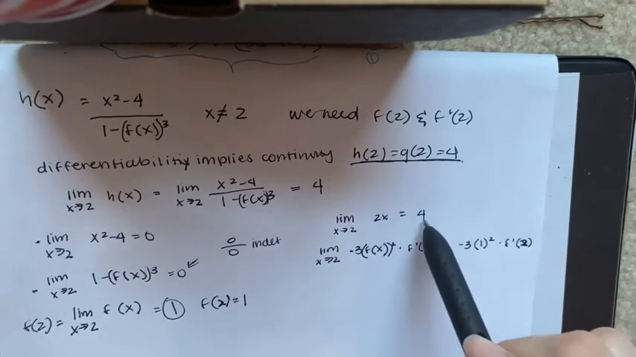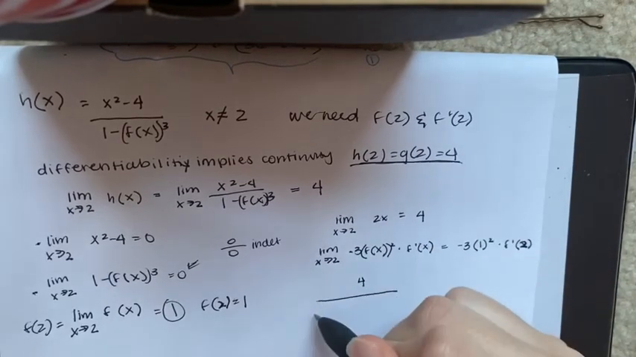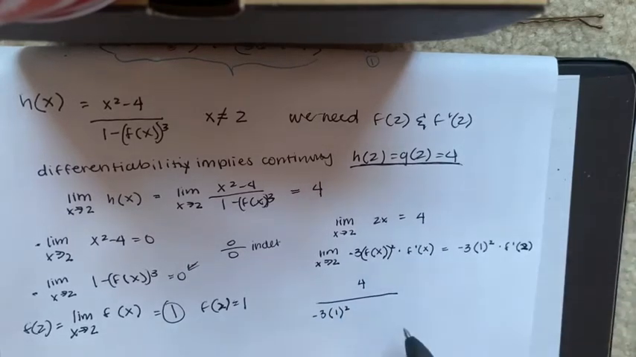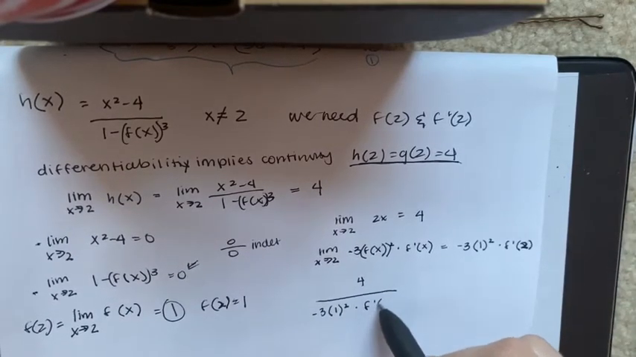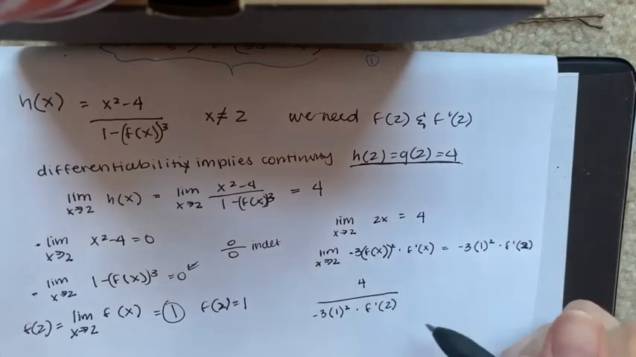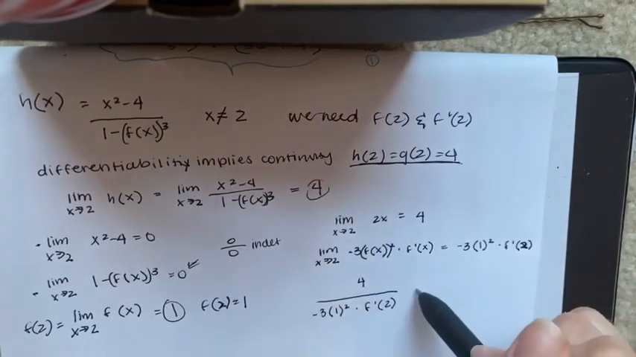So now we're going to look at dividing these. So 4 over negative 3 times 1 squared, this is just negative 3, times f prime of 2. Because this limit up here equals 4, right here, this has to equal 4.